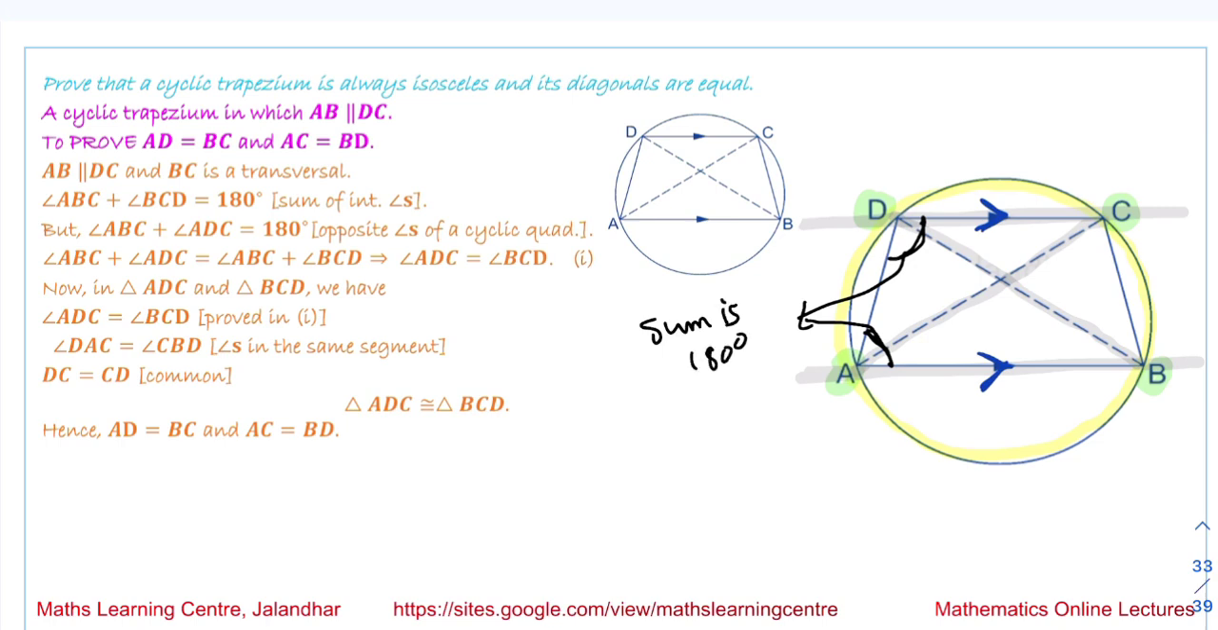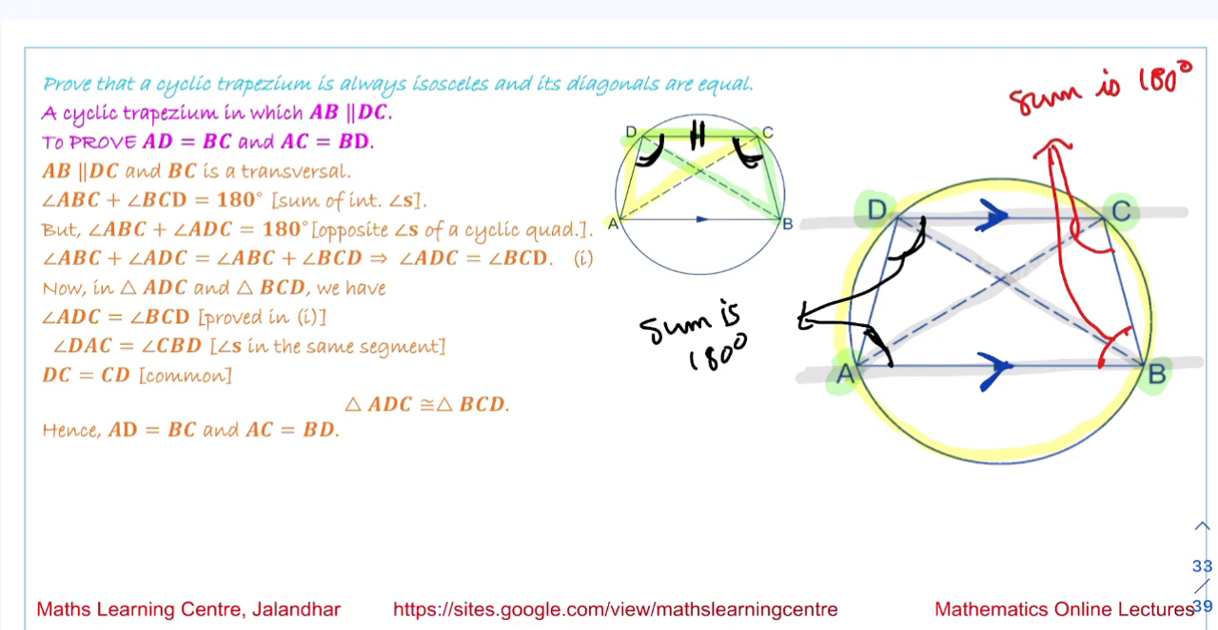180 degrees. Similarly, the sum of angle at C and angle at B is 180 degrees. Now next we are talking about two triangles over here. One is the triangle ADC and the second triangle we are talking about is triangle ACD. So in these two triangles we are saying this side AD is the common side. Then we have this angle at D and this angle at C.